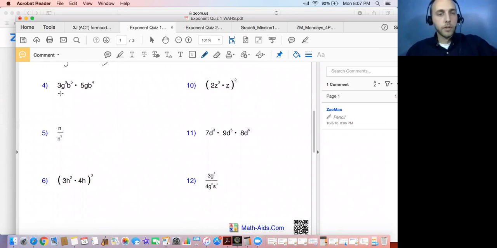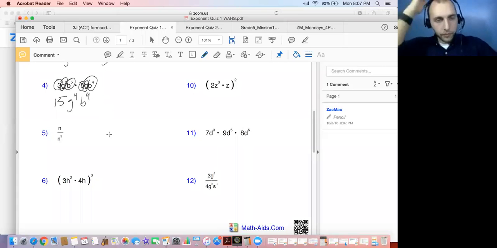Number 4, we have 3 g to the 3rd, b to the 5th times 5 g b to the 4th. So first I want to take these big coefficient numbers over here and multiply those. So 3 times 5, 15. And then I match up my variables. They're the same, my g's and my b's. So g to the 3rd times g to the 1st would be g to the 4th. We added 3 plus 1 to get 4 there. And then b to the 5th times b to the 4th would get b to the 9th. Adding those up, just like that.